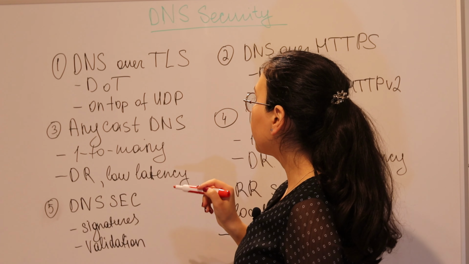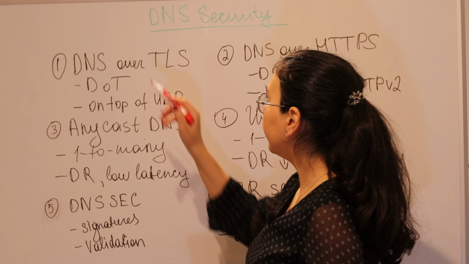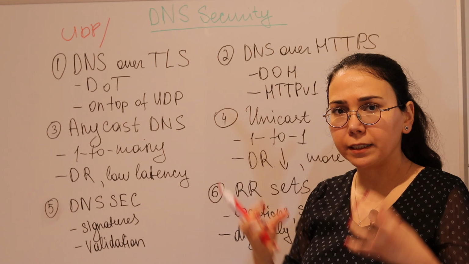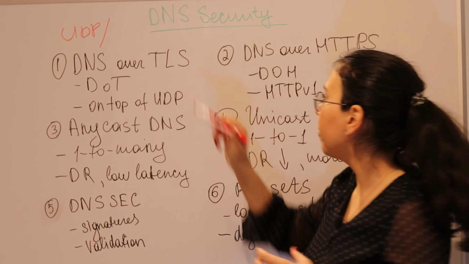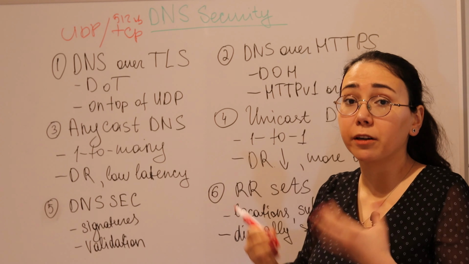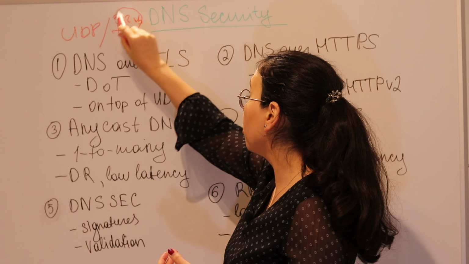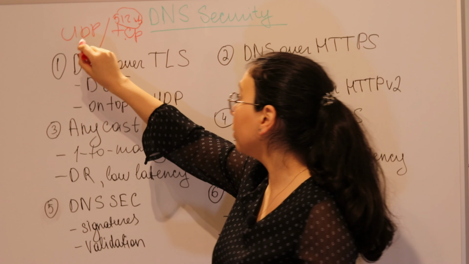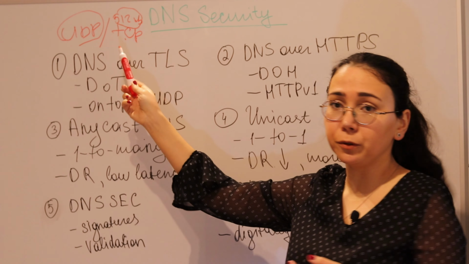The first secure version of the DNS protocol: remember that DNS runs over UDP. Right? And if the DNS package is more than 512 kilobytes, it runs over TCP. So if you see UDP/TCP for DNS, don't be surprised, because there are cases when the package is more than 512 kilobytes, and then it's running over TCP. But normally, as a rule of thumb, DNS uses UDP.